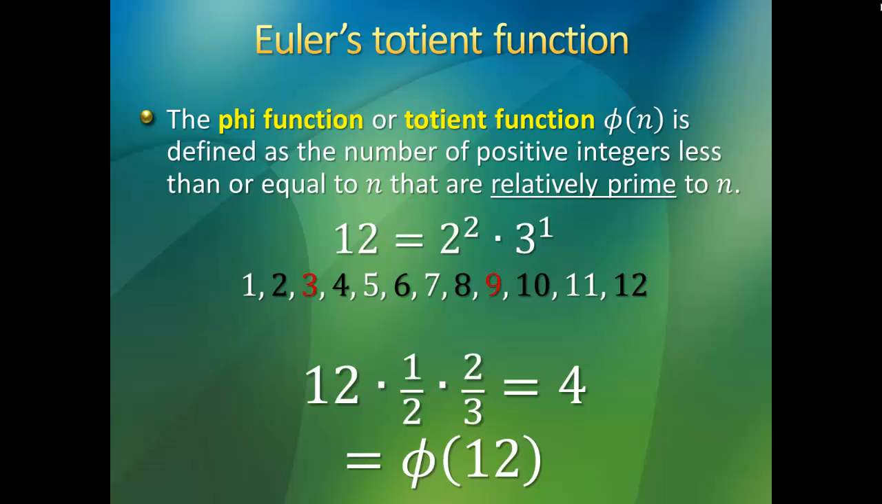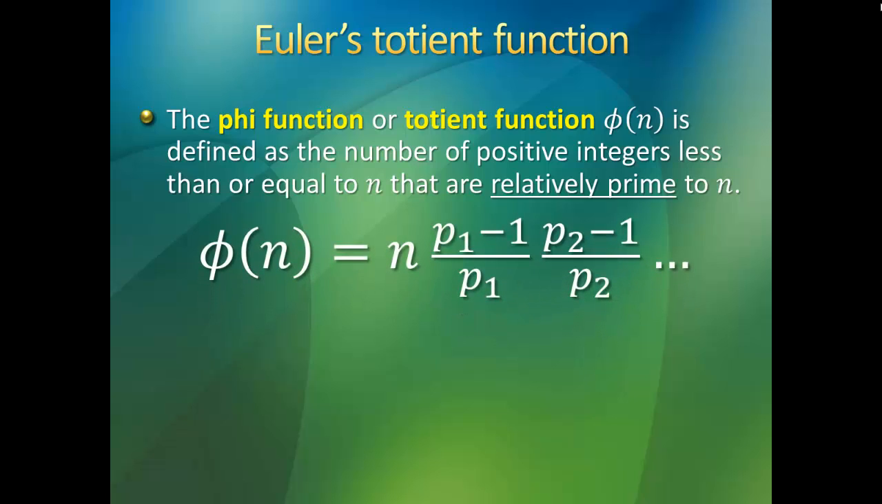to 12. This same method will work to find the Euler phi of any natural number n, given its prime factorization. For every prime p sub i that is a factor of n, multiply n by p sub i minus 1 over p sub i. Notice, by the way, that this means that if p is a prime number, then Euler phi of p is p minus 1. So primes are apparently quite useful for all sorts of reasons.